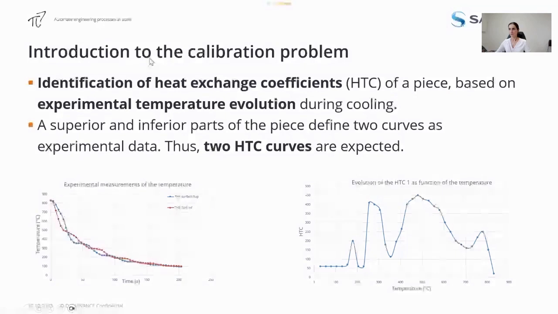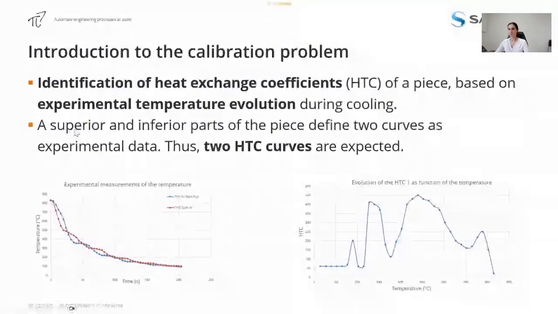So here is our calibration problem. We want to identify the heat exchange coefficients of a specific part based on experimental measurements of the temperature during cooling. You have a graph here of these temperature measurements at some specific timestamps during a cooling phase. We worked on a part with 2 sensors, so that's why you have 2 curves. You see that those curves are not behaving in the same way. Sometimes a curve has a descending variation, where the other one has more stable or flat variations.